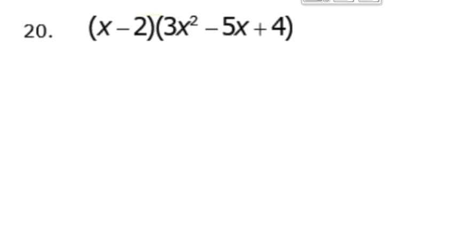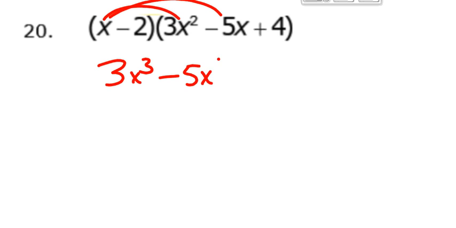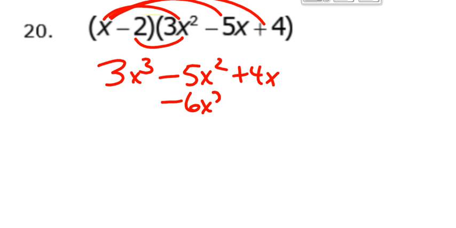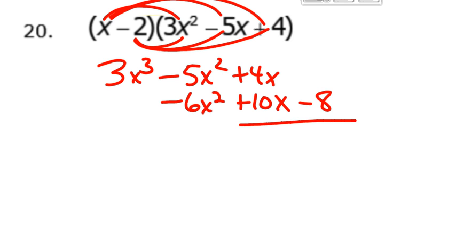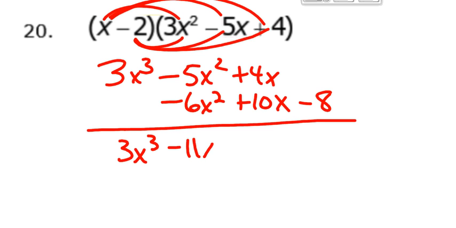All right, same thing or similar. That's going to give me 3x cubed minus 5x squared plus 4x, negative 6x squared. Negative 2 times negative 5 is positive 10. Watch your negatives and positives. Positive 10x, I should say. And that's going to give me negative 8. So I've got 3x cubed minus 11x squared plus 14x minus 8. Final answer.